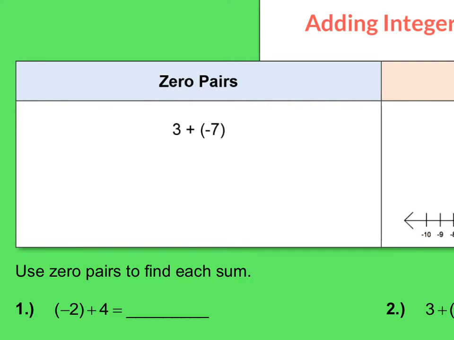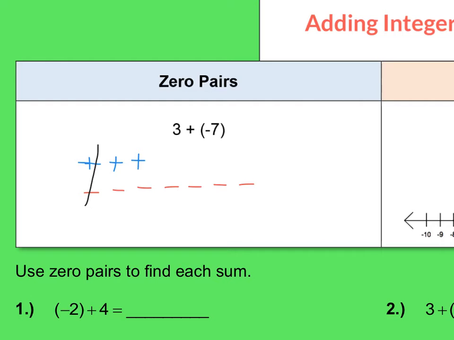We have positive 3 plus negative 7. So we have 1, 2, 3 positive signs because that's positive 3. Then I'm going to have 7 negative signs. So I'm going to go 1, 2, 3, 4, 5, 6, 7. Okay, now I'm going to cross out the zero pairs, and whatever's left over is going to be the result of this addition problem.